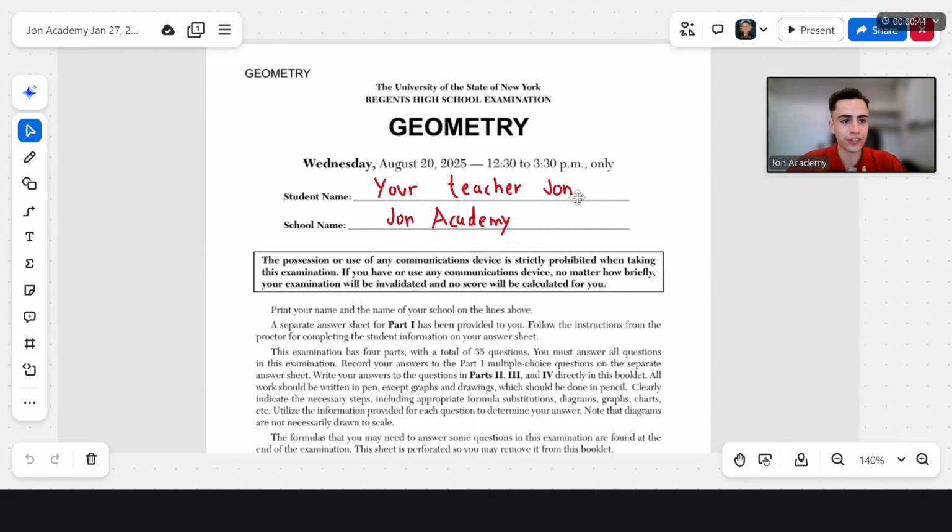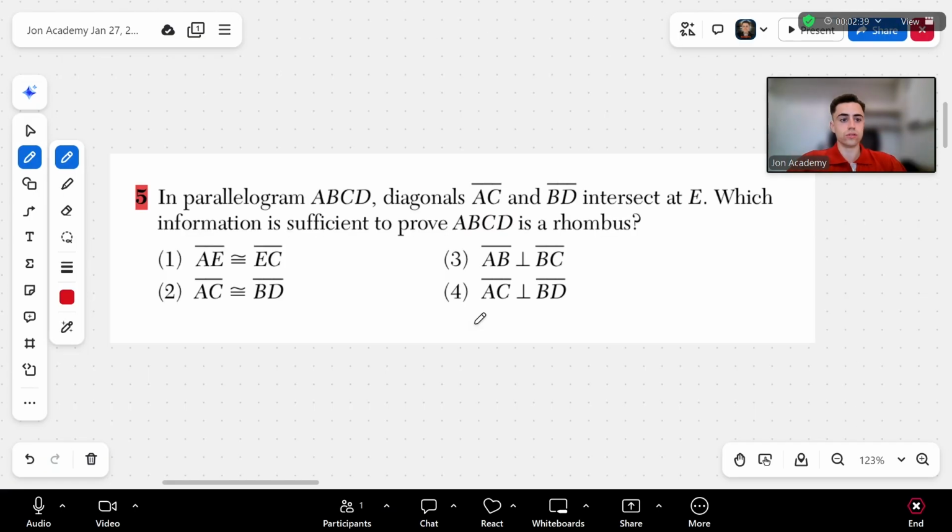Well, hi all, it's John here, the founder of John Academy once again, and today we are a bit more elegant wearing red because we are gonna finish the last 5 exercises of the Regents August 2025 geometry exam. And these are gonna be the ones that have to do with proofs. So let's start first with this one, number 5.